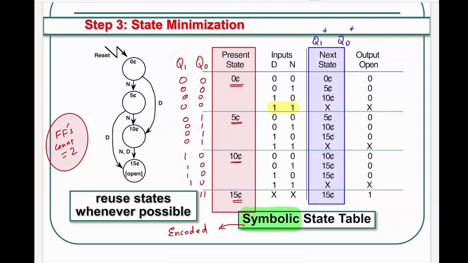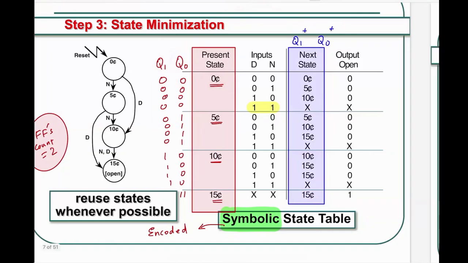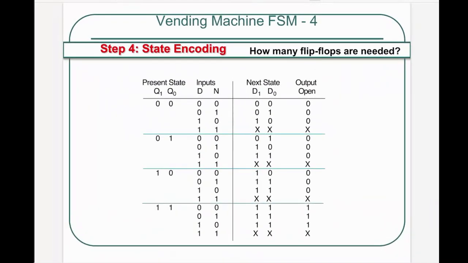Output open is already encoded. It's binary already, so you don't need to worry about that. So that will take us to the encoded state transition table, or state encoding, right? So we said we need 2 flip-flops to do this. So we changed our present state column from just present state to represent the current outputs of the 2 flip-flops, whatever those flip-flops may be. It looks like we are using D flip-flops, data flip-flops, 2 of them.